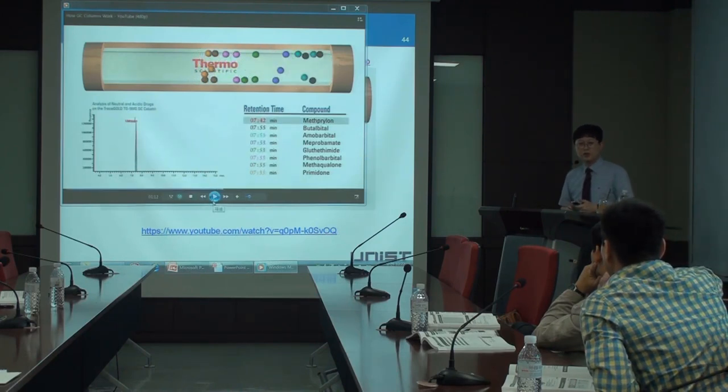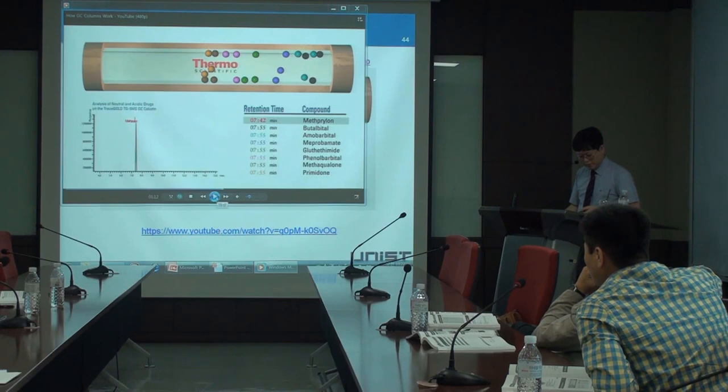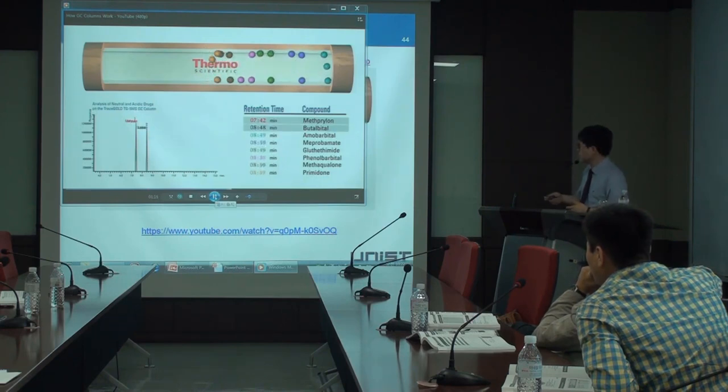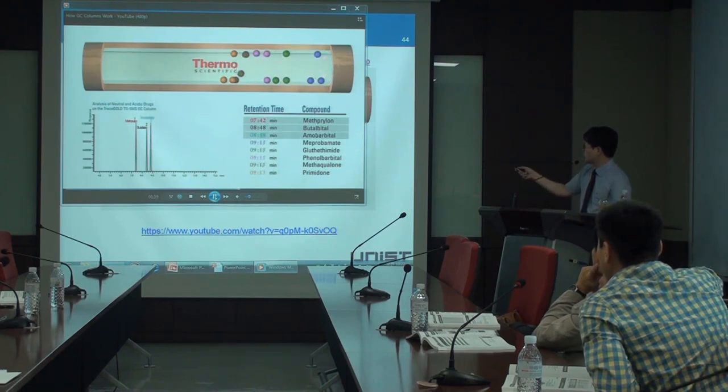This is called a chromatogram. The x-axis is time. This is the retention time, how much time it requires from the injection to the final exit time. Okay. Here is the second molecule, and so on.